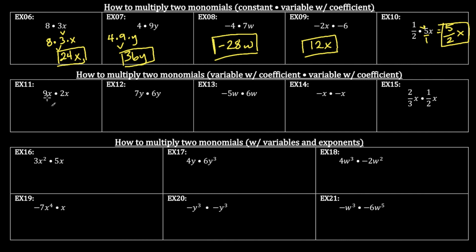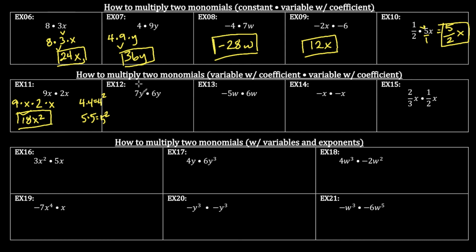So what happens here if we have 9x times 2x? Well, remember, this is just really 9 times x times 2 times x. It's like a block of multiplication, a string of multiplication. So since you can multiply in any order, we can do 9 times 2 is 18. But what do we do about this x times x? Well, remember that like 4 times 4 is 4 to the second power. 5 times 5 is 5 to the second power. So x times x is x to the second power.